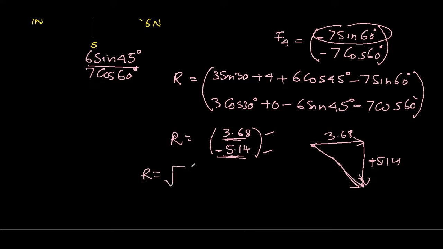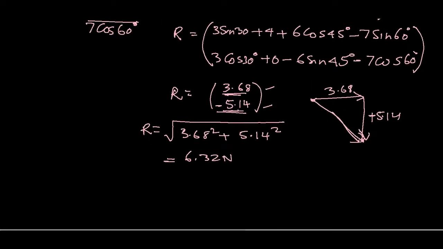So the resultant will be the square root of 3.68 squared plus 5.14 squared. And this comes out to be 6.32 newtons. This is not enough because in the resultant force we need to write the angle as well as the direction. So let's call it theta with the east direction.